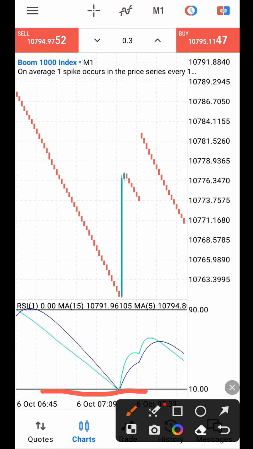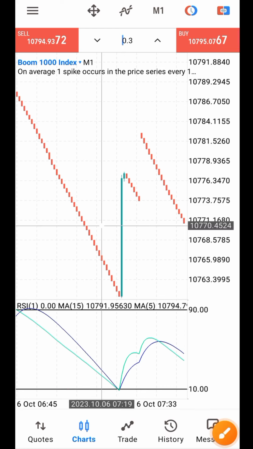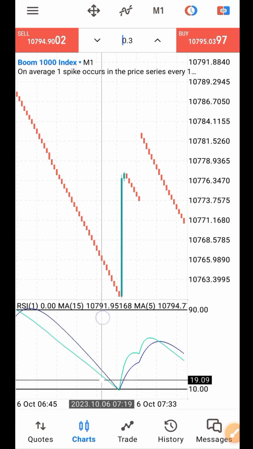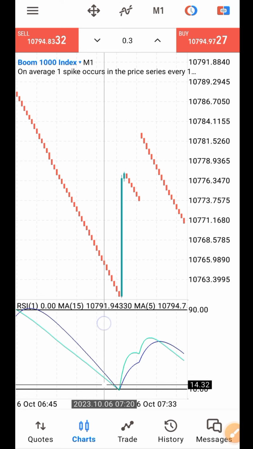Once you know that they are getting close, then pick up your buy. If it is Boom, pick up your buy; if it is Crash, pick up your sell. Once at this level, you can pick up your buy.